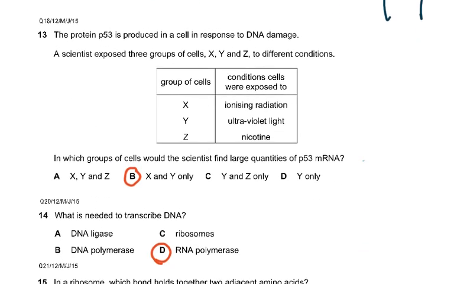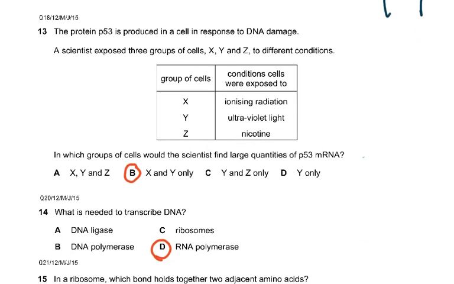The protein P53 is produced in a cell in response to DNA damage. A scientist explores three groups of cells, X, Y, and Z, under different conditions: X ionizing radiation, Y ultraviolet light, Z nicotine. In which groups would the scientist find large quantities of P53 mRNA?